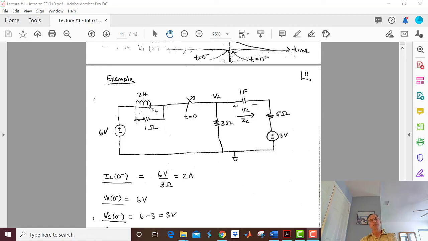equals 0 plus. Go back to the rules. I can change the inductor voltage quickly. Yep, went from 0 to 2 volts. Okay, so that's what's going on there.